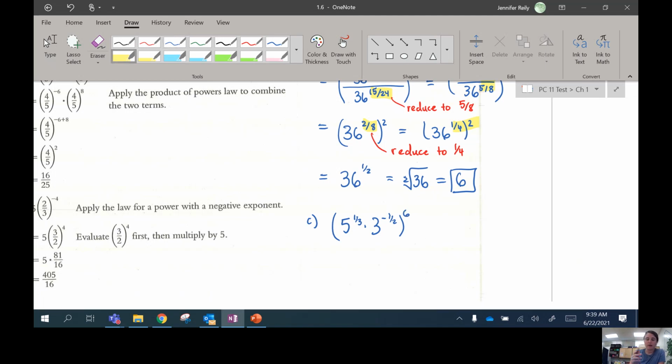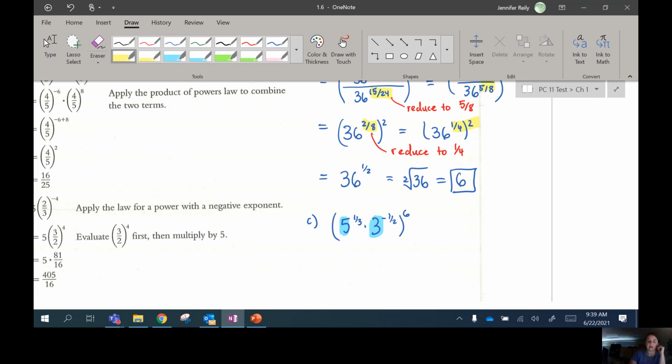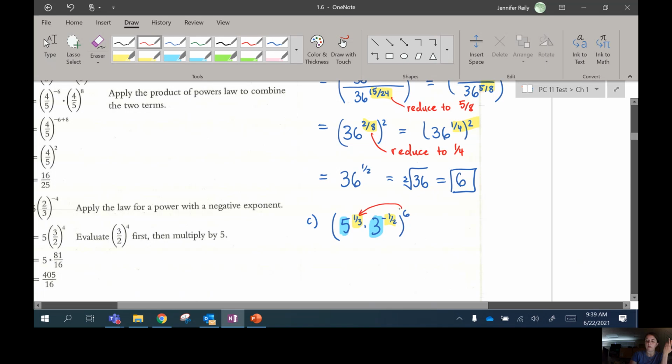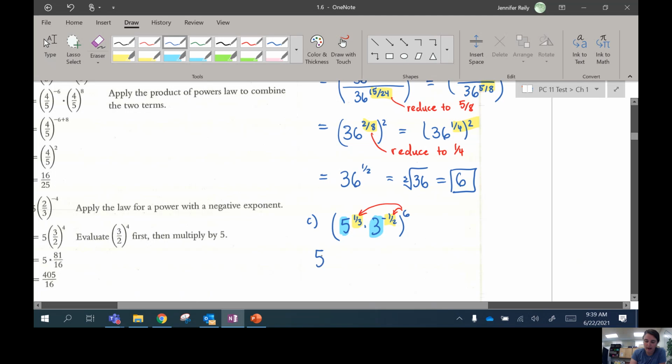Now, inside the bracket, we want to do inside the brackets first if we can, because BEDMAS tells us that. However, notice these have different bases. So we actually can't apply that law that says to add the exponents because those bases are different. That's important to know. So we cannot combine those together. The only thing we can do here is apply the power of a power law and apply that power of 6 to both terms on the inside of that bracket. And so we're going to multiply the exponents. So we'll have 1/3 times 6, and we'll have -1/2 times 6.